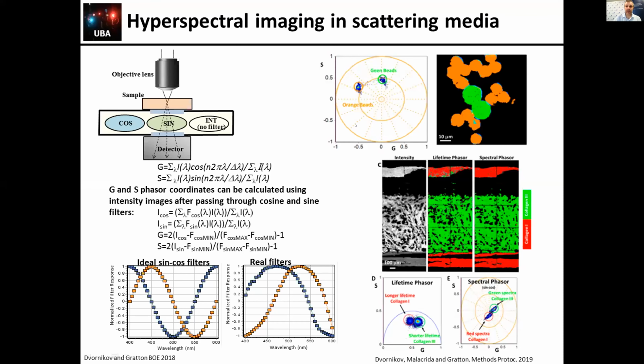Well, we did that. Indeed, Sasha Dvornikov and Enrico did this in the original paper in Biomedical Optics Express in 2018. And then we proved it with other examples, and I picked this from a paper that we published together with Sasha, in which we originally demonstrated it with beads, orange beads and green beads. So if we do that, and then we transform it to the phasor, well, you can immediately notice that we have a cloud for the green and a cloud for the orange, completely split, and there are a few pixels.